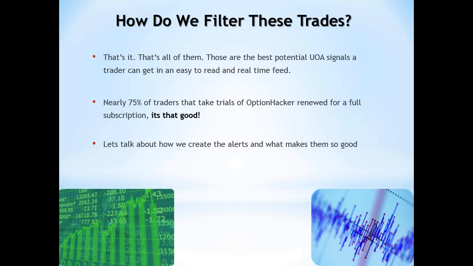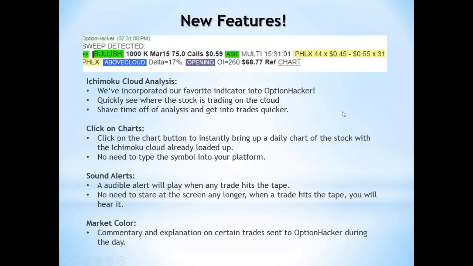So let's talk a little bit about how we create these alerts and what makes them so good. So one of the things that we do to help filter these alerts is we only show opening positions. So that takes a huge amount of orders off of the table right away. You never have to determine whether or not a position is opening or closing. We tell you because only orders that are opening are going to hit the tape, okay?